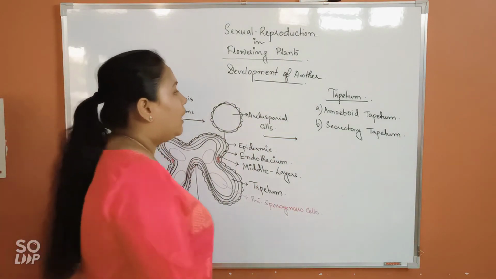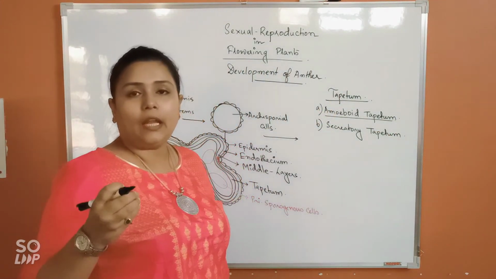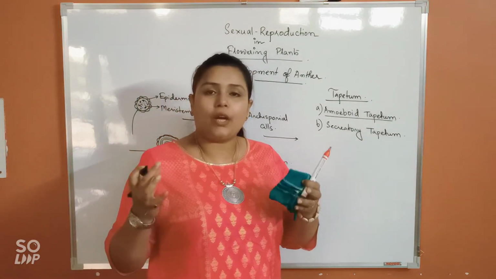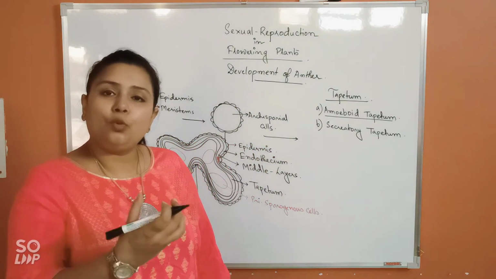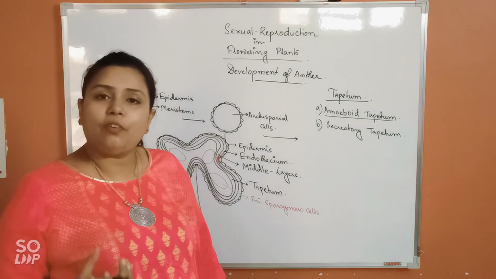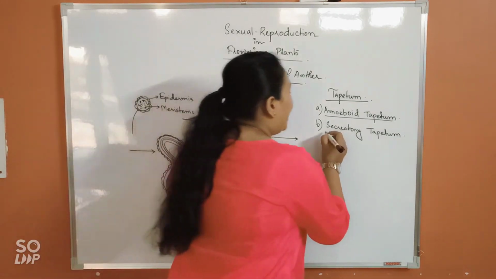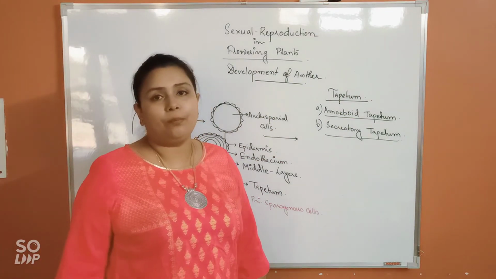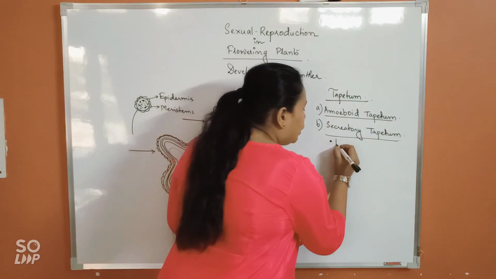Amoeboid tapetum, these cells, they shed off their cell wall, that means they will release their protoplasm, and all this protoplasm will join with one another forming plasmodium. Okay, and this plasmodium will move towards the sporogenous cells and will be fed upon by them. That means they will provide nourishment to the primary sporogenous cells. On the other hand, secretory tapetum, as the name itself suggests, they are going to be secreting certain important substances. So what are the secretions? Ubisch bodies.